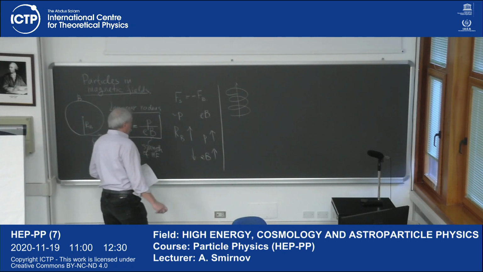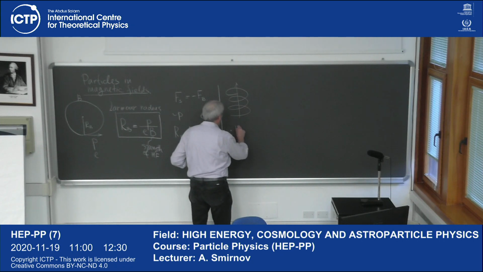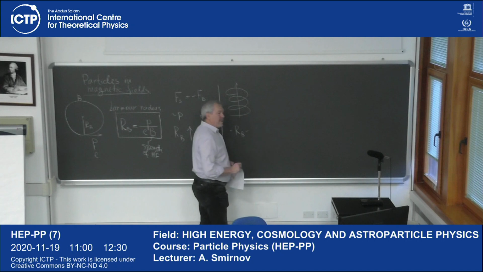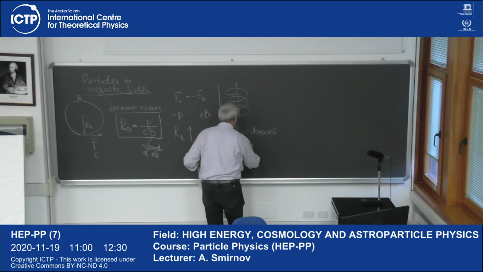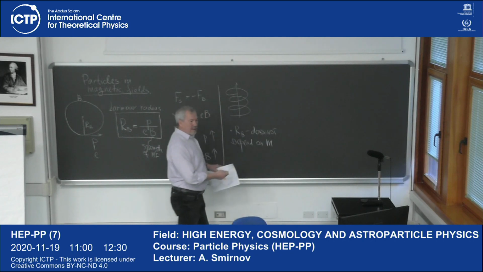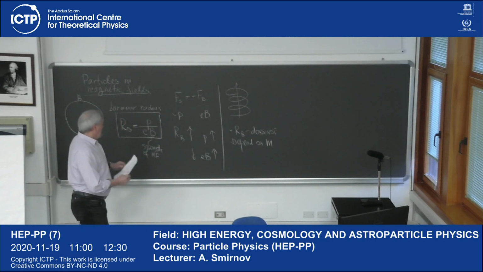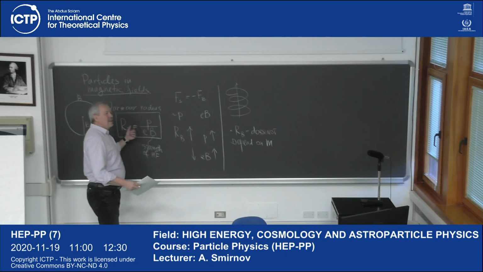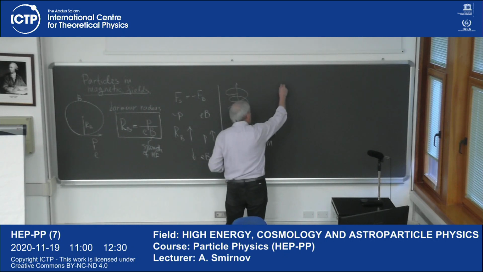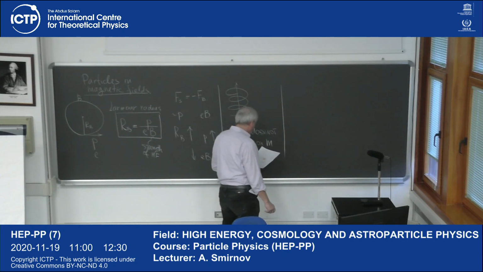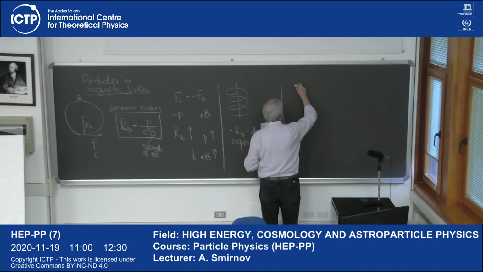The important point is that R_B doesn't depend on the mass of the particle. So if you don't know the mass of the particle, but know what is the momentum and what is B, you know what is Larmor radius. You can use this to measure momentum of particles.